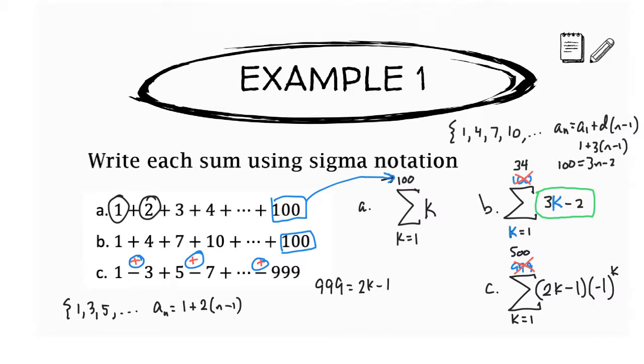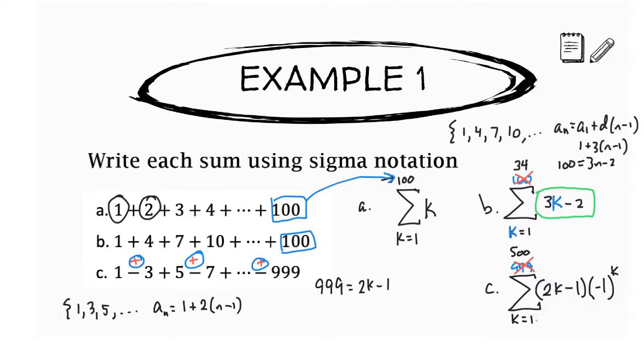And now we just want to think about whether I should keep it the kth power, or if that would make the odd number terms negative and the even number terms positive, or vice versa. So what I like to think about is, okay, check this out. Let's see if it works.